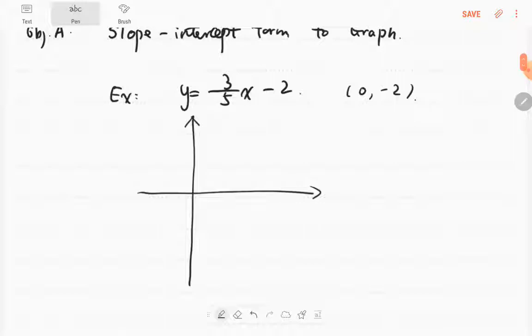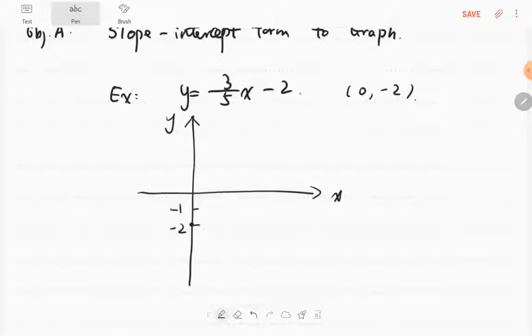So first, we will just use the intercept. We will begin with the intercept point. So here the intercept is 0, -2. So we have the y-intercept here. Then we will try to use the slope to help us find another point.